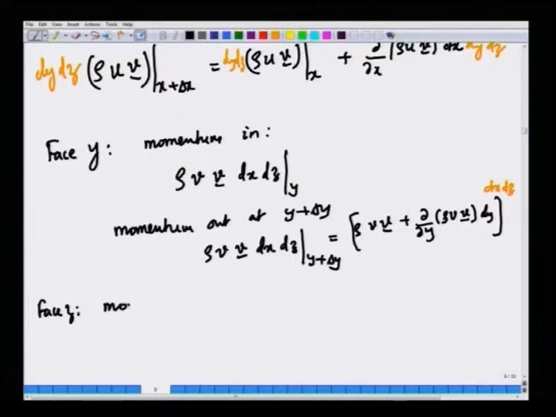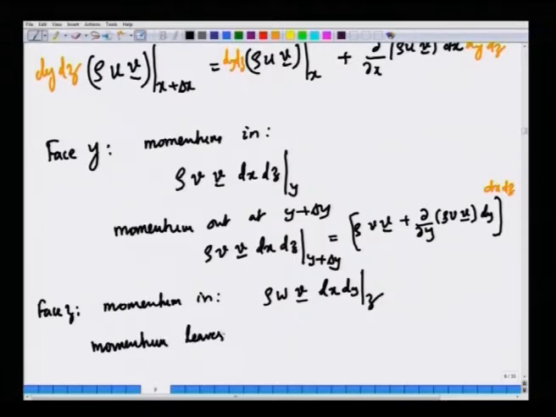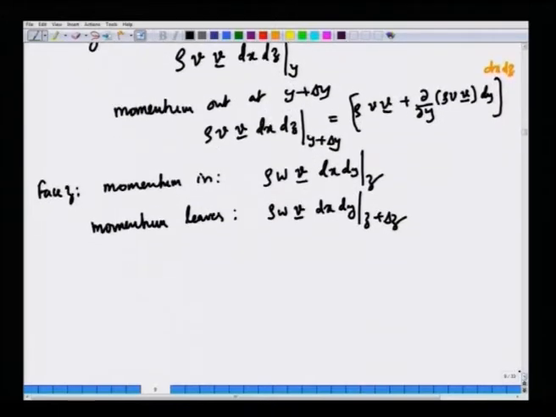Similarly, at the face z, the momentum that enters is rho w v dx dy, and the momentum that leaves is rho w v dx dy at z plus delta z. So, having done all this, we can substitute all these terms into the balance.